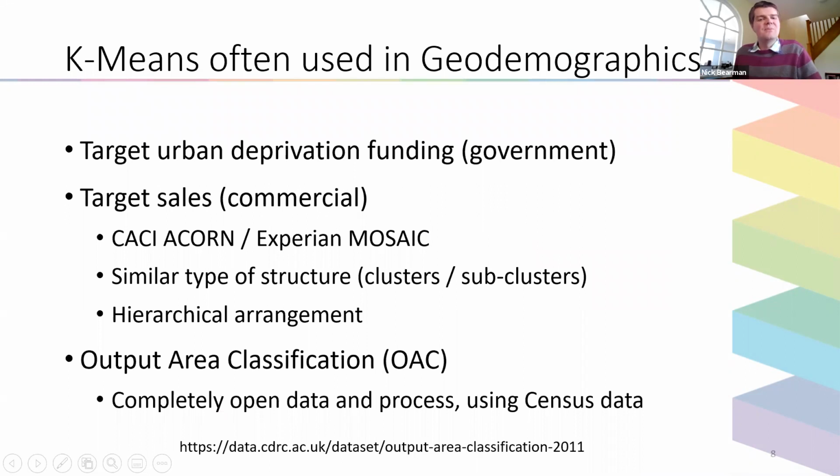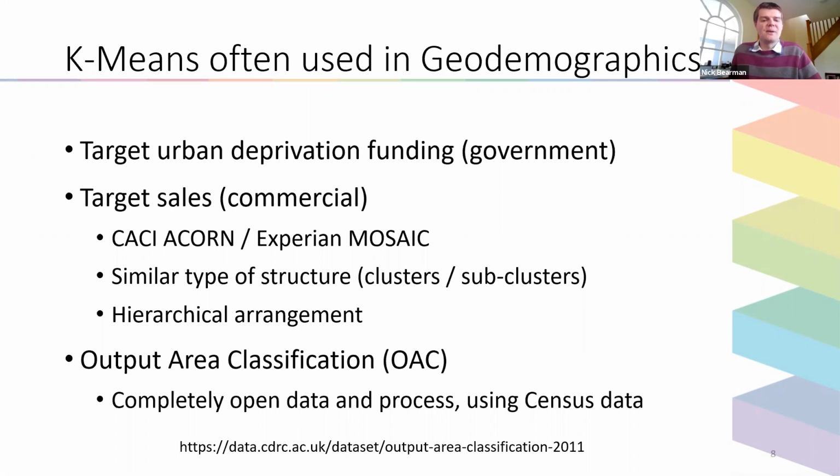So it was more formally developed in the 1970s, and it was originally used by the government to target urban deprivation funding. So the question was, we've got these funds for development, where can we target these to have the most impact? And then it also got picked up in the commercial sector. There are a couple of companies who create commercial geodemographic classifications. CACI created a classification called Acorn, and Experian created a classification called Mosaic to target commercial sales, essentially.